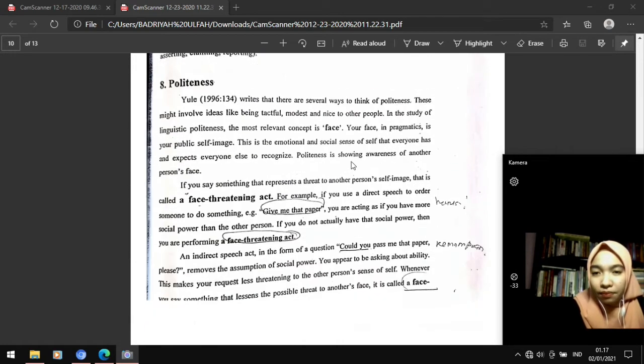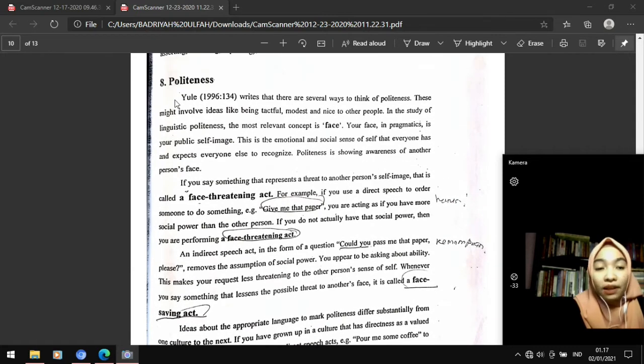So let's make it faster. The last one we have politeness. Politeness here doesn't mean, in the real meaning you say kesopanan gitu ya, but we are analyzing the context. Politeness here is divided into two gitu ya. Nih katanya, okay, there are several ways to think of politeness.